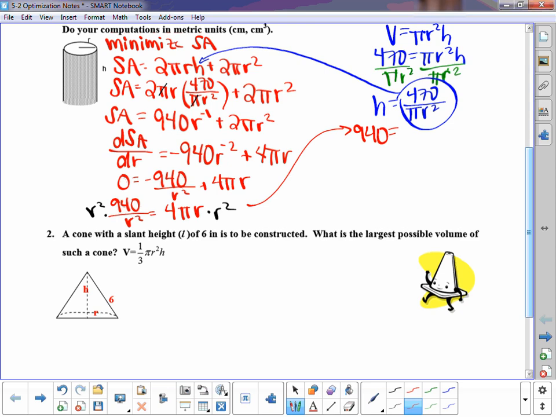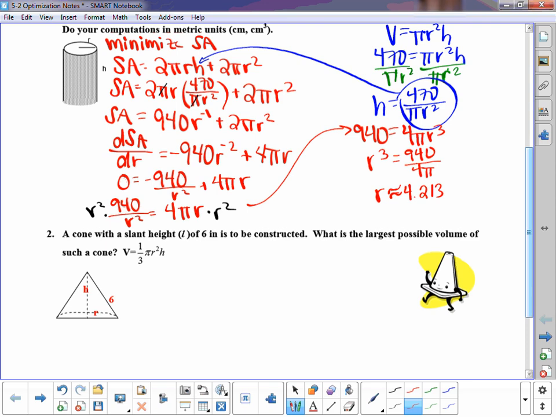940 equals 4 pi r cubed. So r cubed is 940 divided by 4 pi. And then to solve for r, we're going to cube root both sides. For the sake of time, I'm going to tell you what that gives us. This would be a problem in which you would need your calculator. So when we do that, we get approximately 4.21.